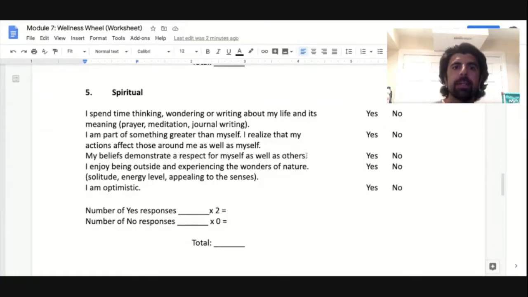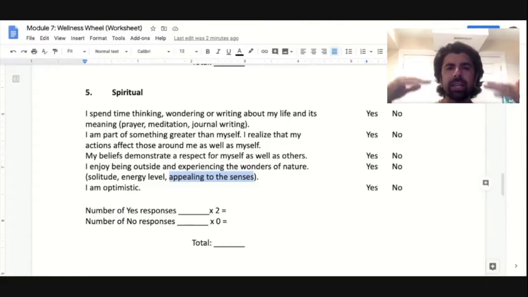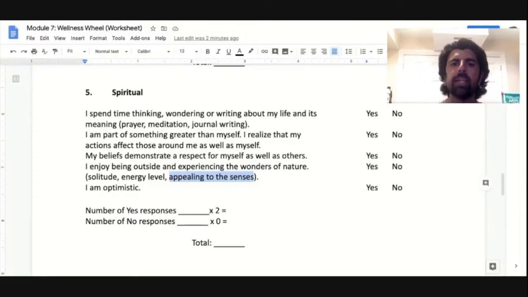I enjoy being outside and experiencing the wonders of nature, solitude, energy levels, appealing to the senses. So just kind of the idea of valuing when you're by yourself. Understanding the energy levels just by even meditating, just sitting outside, enjoying the sunshine, enjoying the trees, just the sound of nature, and trying to listen to those senses. Right, just kind of calming yourself down, being one with nature, and then lastly, I am optimistic.